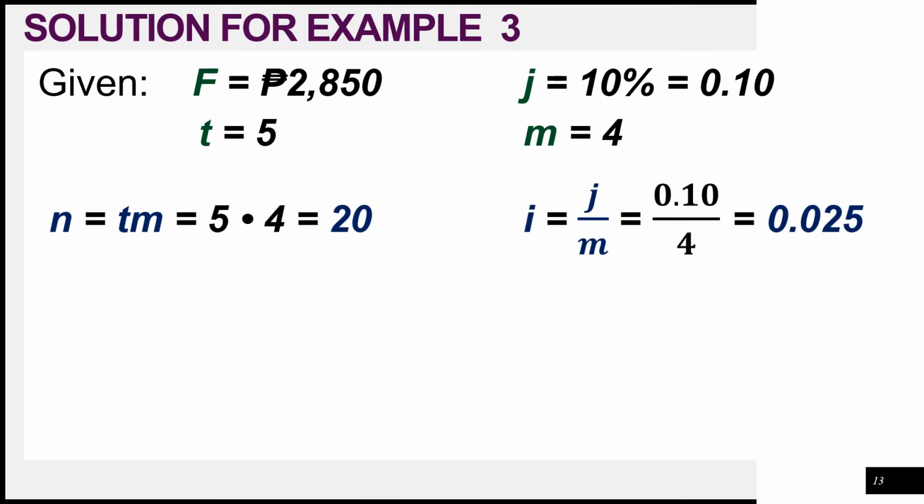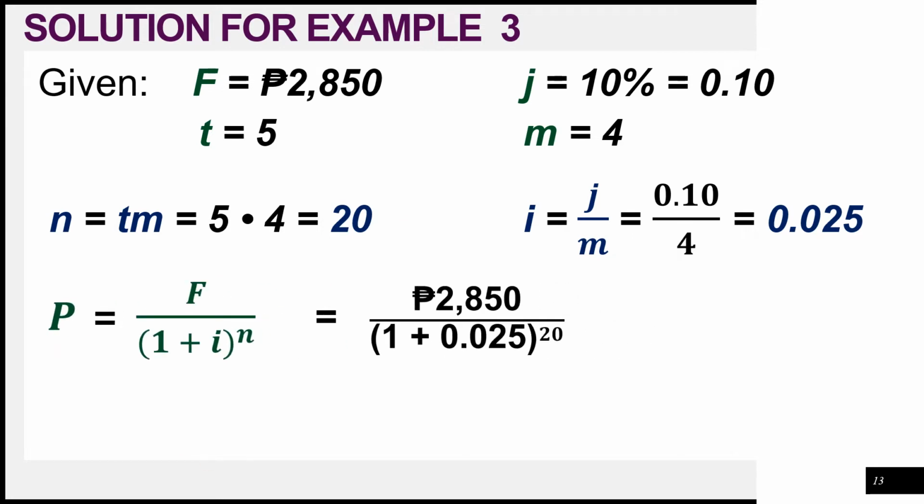Then, solving for the values of N and I, we have T, which is 5, times M, which is 4, is equal to 20. Therefore, our N is equal to 20. Getting the value of I, we have J divided by M, which is 0.10 divided by 4. Then we have our I is 0.025. Having all of this data, we can now solve for the present value.